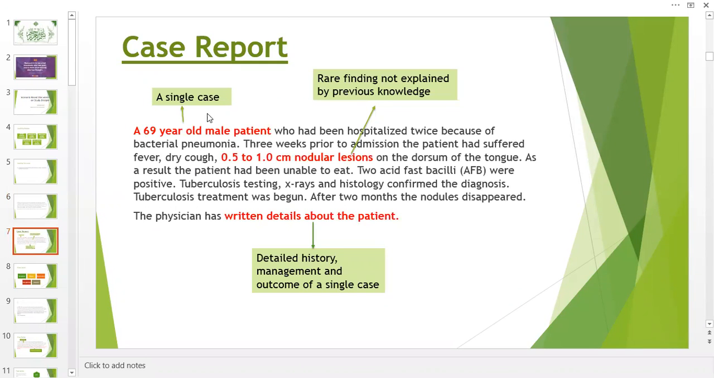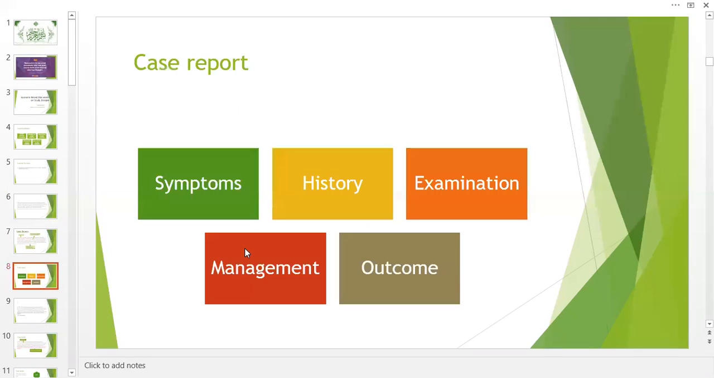As you can see, the key points are that it is a single case and there is a rare finding. Although tuberculosis is common, the nodular lesion is not explained by the previous knowledge, and the detailed history, management, and outcome of a single case is written by the physician. So it's a case report. In a case report, anything rare in symptoms, history, examination, management, outcome, anything unusual can be written.